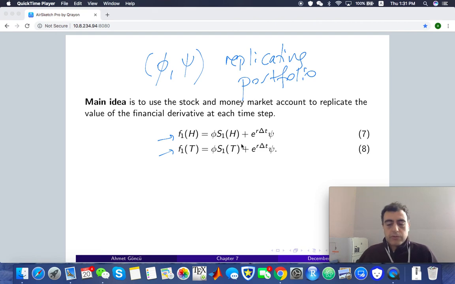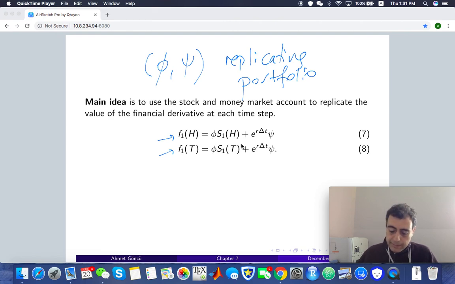By the no arbitrage argument, if the time 1 value of the portfolio matches the value of the financial derivative, then the time 0 value of the portfolio must also be equal to the time 0 value of the financial derivative. This is going to be our no arbitrage argument.